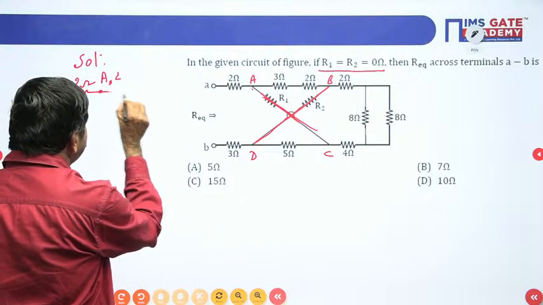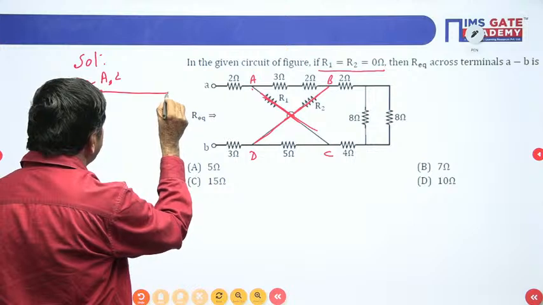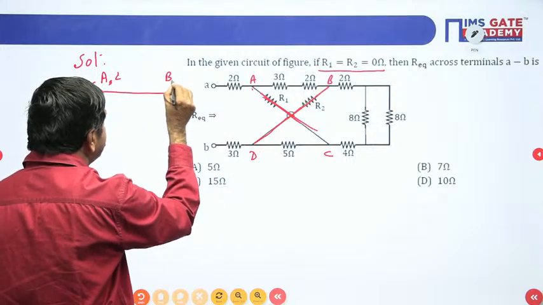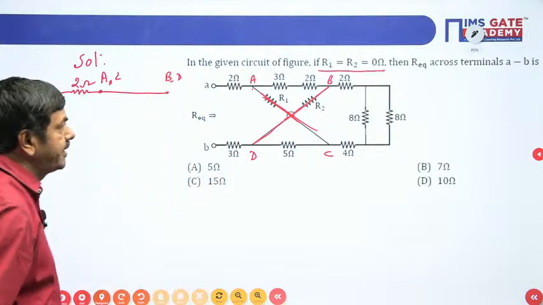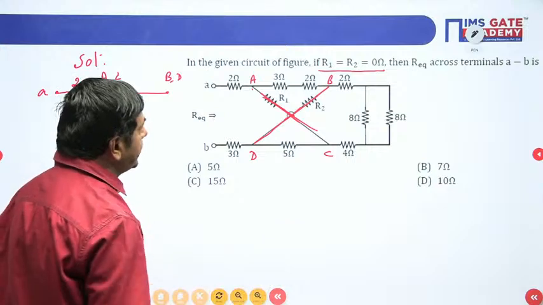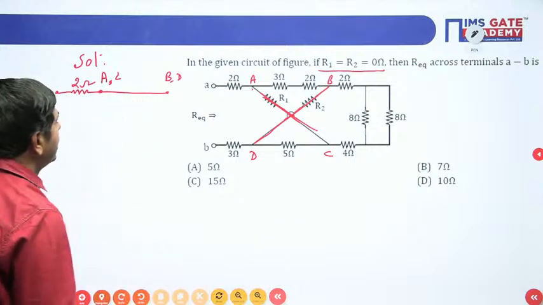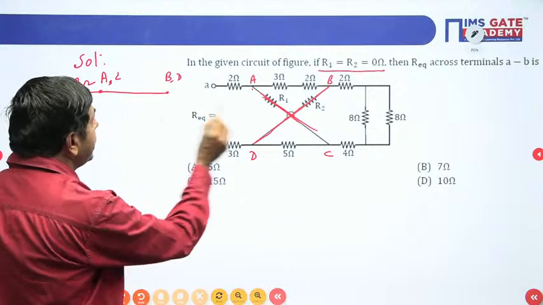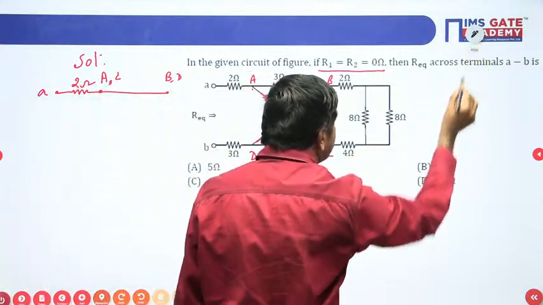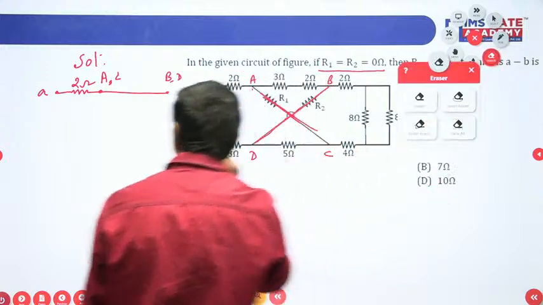I will extend this line. This point I have taken as B and D like this. B comma D I want to take. Then after some other resistances we got it, that we can see later. But in between A and B we got 3 plus 2, 5 ohm. 3 plus 2, 5 ohms we are having here now.